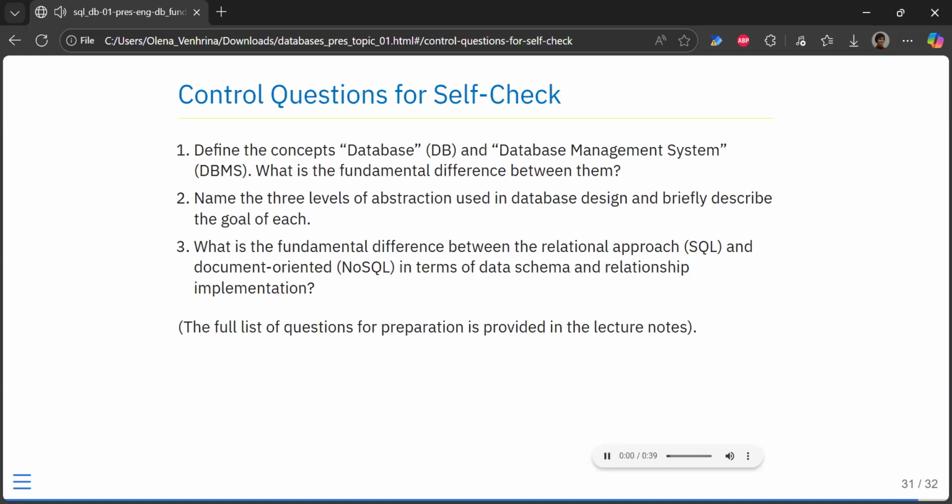And in conclusion, a few key questions for self-check. I would like you to definitely be able to clearly answer them when preparing for the next topic. First, can you now explain the fundamental difference between a database as a logical model and a DBMS as a software engine? Second, do you understand the design roadmap, why we need 3 levels of abstraction and what is the goal of each? And third, can you formulate what is the main philosophical and technical difference between SQL and NoSQL in terms of working with schema and relationship implementation?